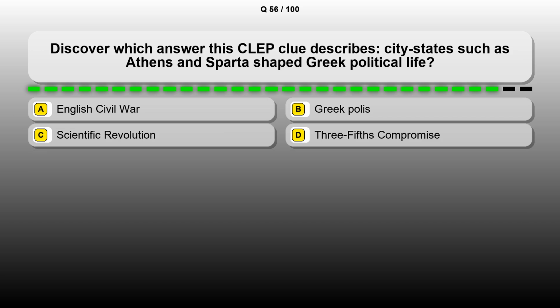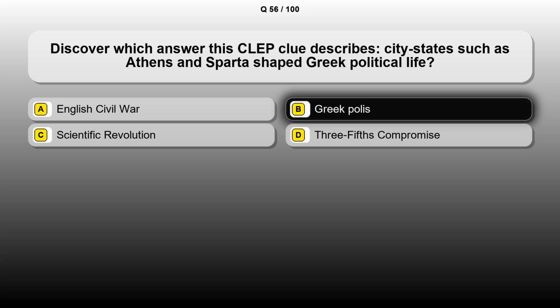Question 56. Discover which answer this CLEP clue describes. City-states such as Athens and Sparta shaped Greek political life. Option A, English Civil War. Option B, Greek polis. Option C, Scientific Revolution. Option D, Three-Fifths Compromise.